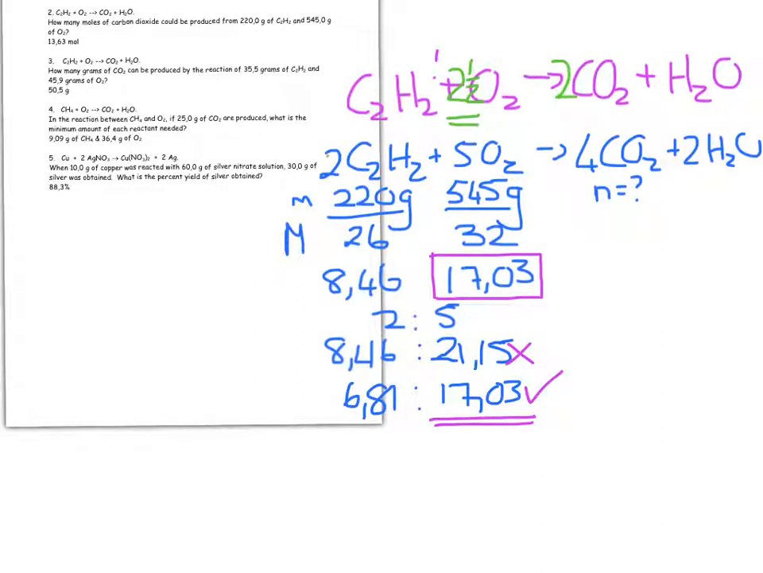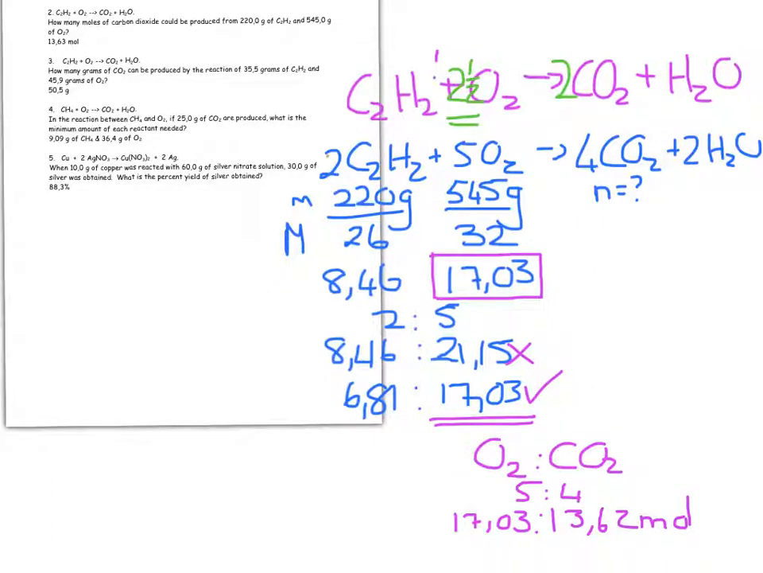And I'm going to say the relationship between oxygen and carbon dioxide is a 5:4 relationship. And therefore, I don't have 5, I've got 17,03. I take 17,03, divide it by 5, times it by 4, and you land up with 13,62. So that's the number of moles of carbon dioxide that you can get from that sort of a ratio.